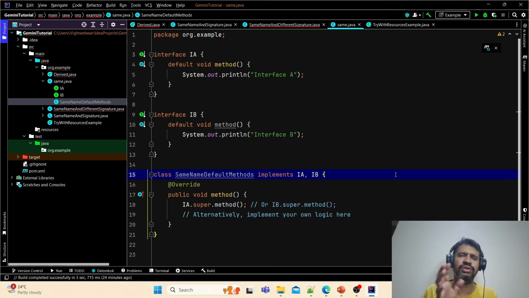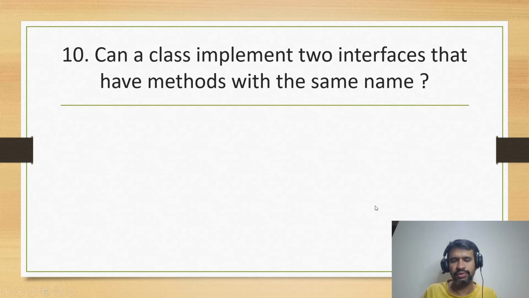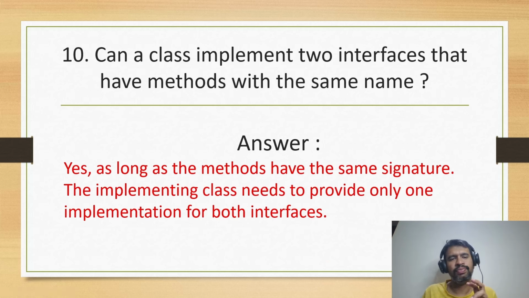I hope you understood the different variants. I hope you'll definitely appreciate this because nobody will give you this depth of variants and what you have to do in each of these cases. So let's move on to the next question. The answer we have already discussed: as long as methods have the same signature, the implementing class needs to provide only one implementation for both interfaces. So we understood. Let's move on to the next question.